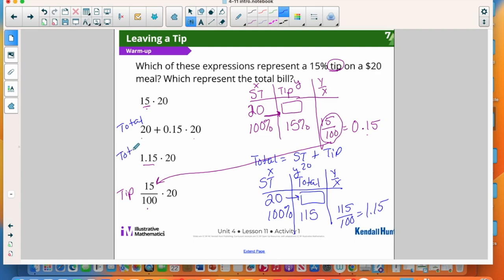So there are actually two expressions to find the total. I could find the tip and add it to my subtotal, or I could just multiply my subtotal by 1 and 15 hundredths.